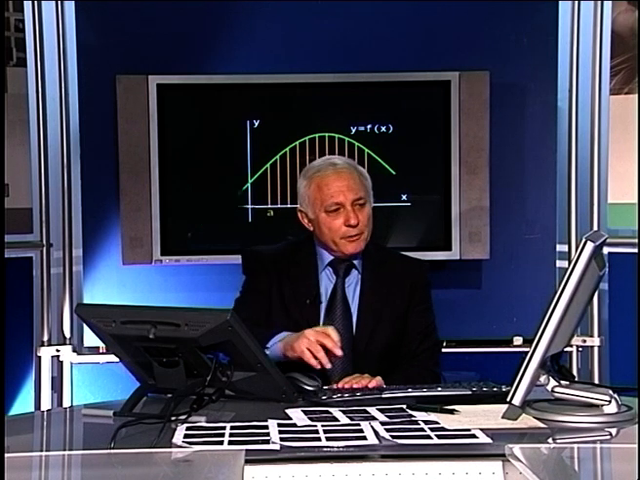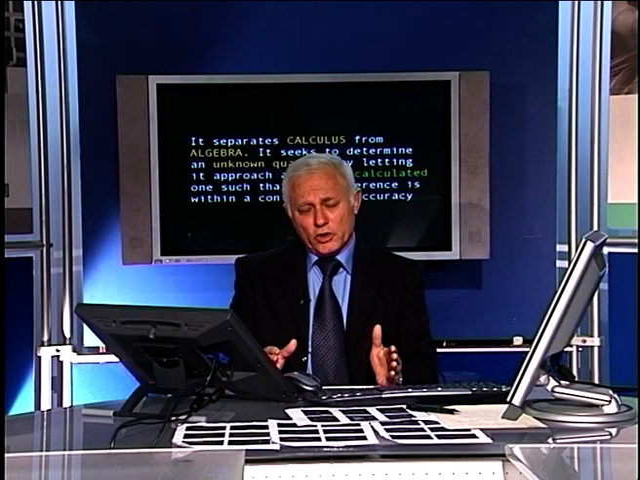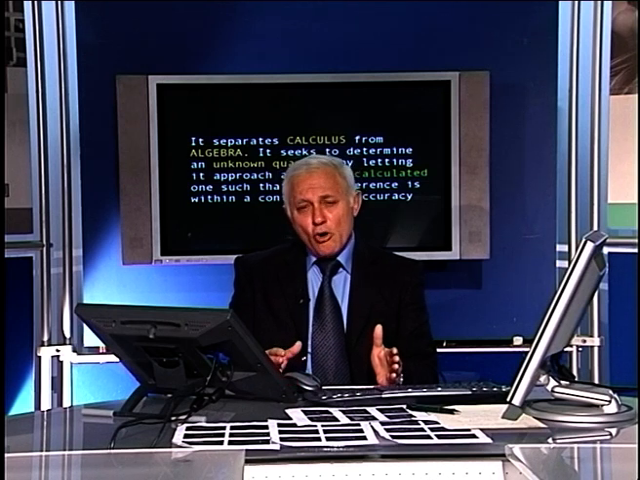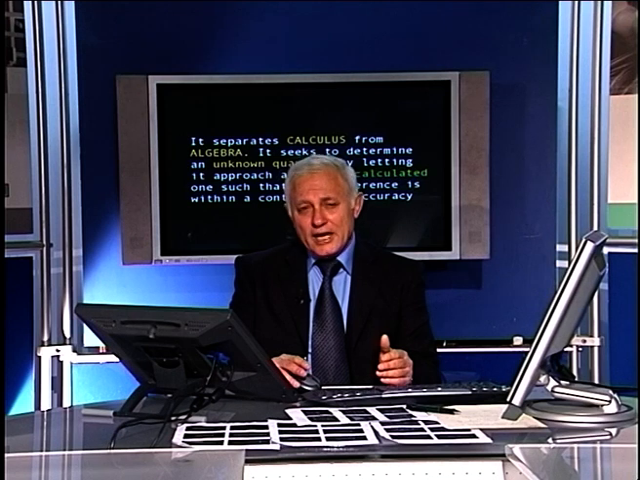Now, the meaning of the limit is this: if you have an unknown quantity you wish to calculate, what you do in principle is let it approach another quantity easily calculated. And the more you control the difference between the two, and you let the unknown quantity approach the other one that you can calculate, then you would be able to calculate the unknown one.